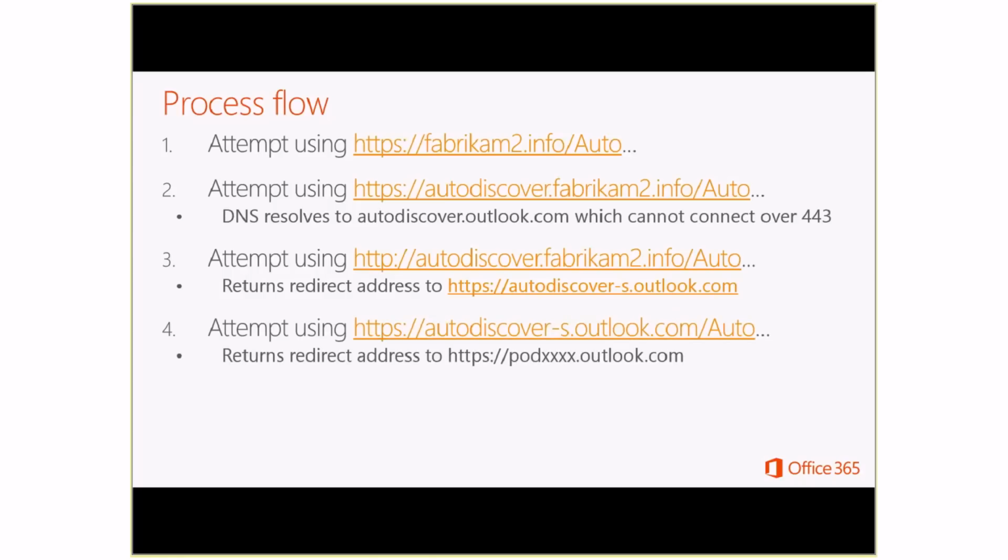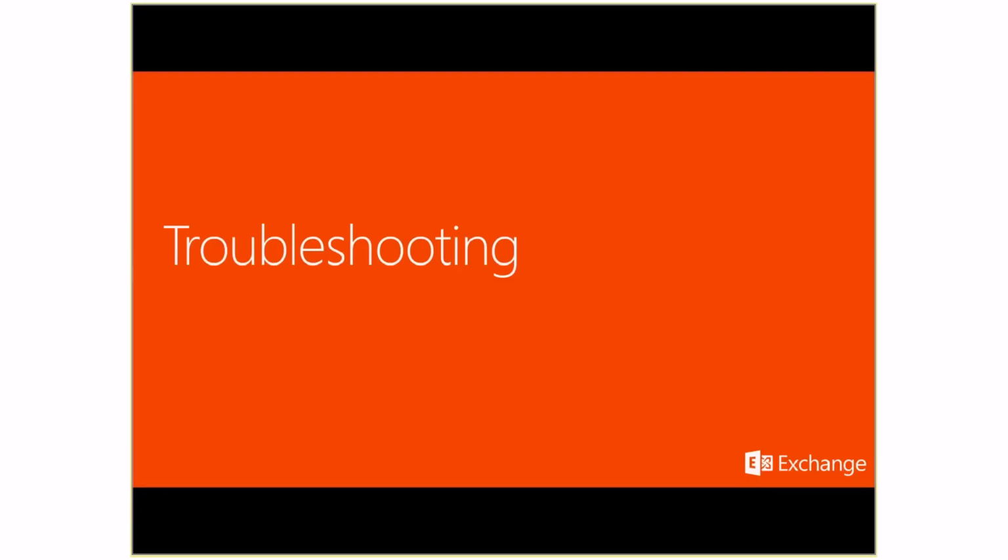And we should have a request that is sent to autodiscover-s.outlook.com, which then actually returns another redirect address to one of the pod servers in the service. And then when we attempt to that URL, we should get our settings back for our mailbox. So this is just a brief overview of Autodiscover, how it's discovered, and the process flow. So now we'll talk about how do we troubleshoot Autodiscover and the profile creation.